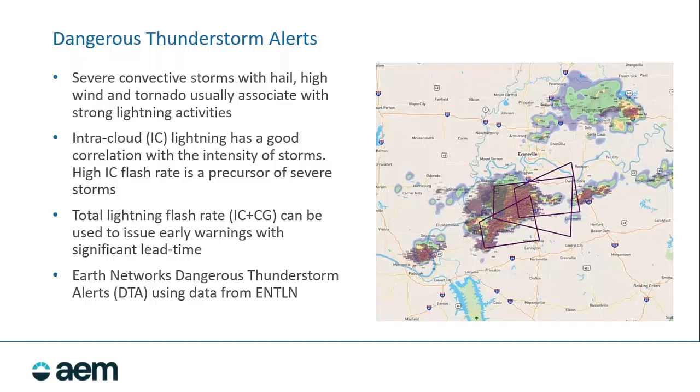The total flash rate, which includes in-cloud and cloud to ground, is used to provide a significant lead time, as I mentioned. And again, these Earth Networks dangerous thunderstorm alerts only use data from the Earth Networks total lightning network, nothing else. They're 45-minute alerts. They're purple polygons, as you see in the picture there, and they simply tell you, hey, this storm is producing a prolific amount of lightning. Seek shelter. It very well could produce severe weather shortly.